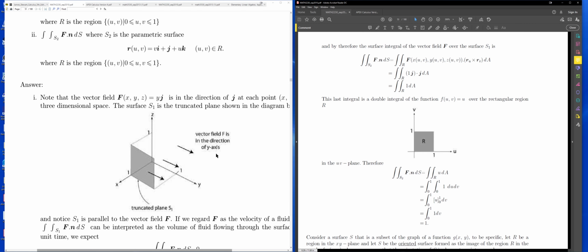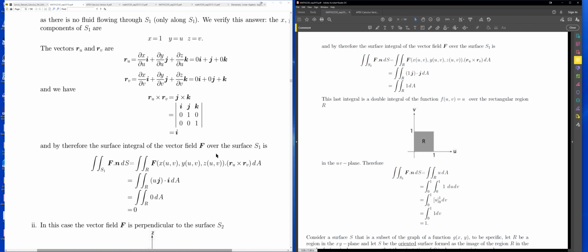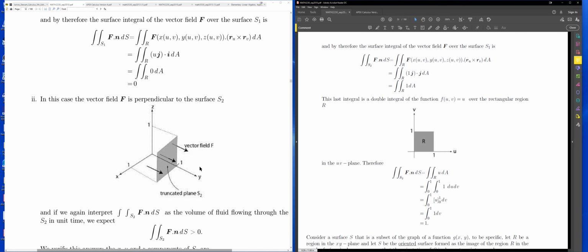So if we go back to our diagrams in the notes, for your surface S2 and for the same vector field, which is yj, notice in this case the vector field is actually cutting across the S2. So you do have flow across the S2 here. Because the orientation of this S2 is now in the y direction, the flow across is regarded as positive, and so I'm going to get a positive answer, and that positive answer is equal to 1 in this case.